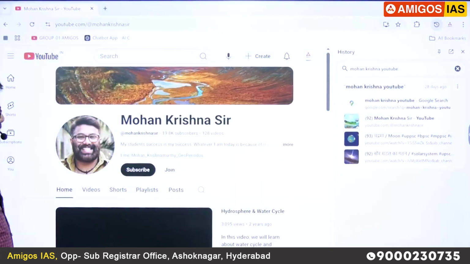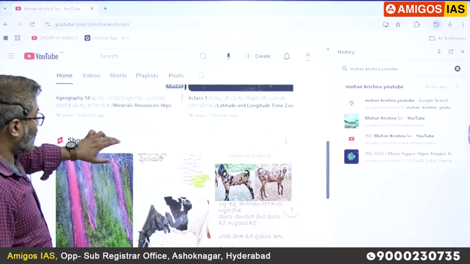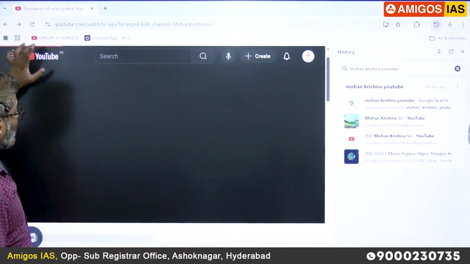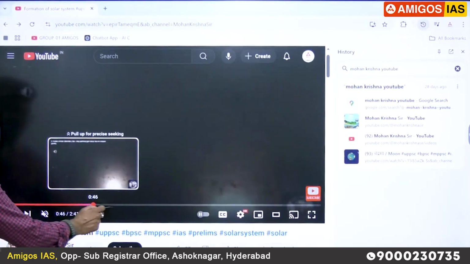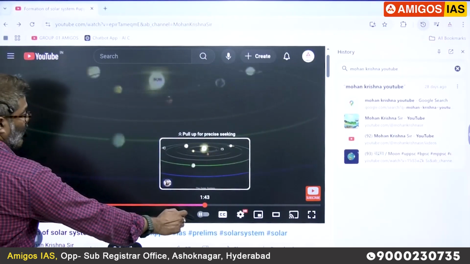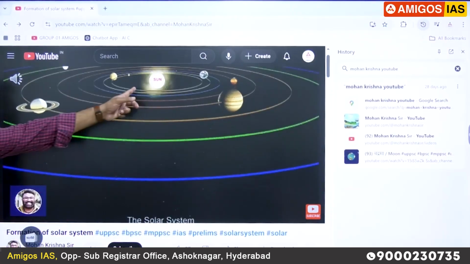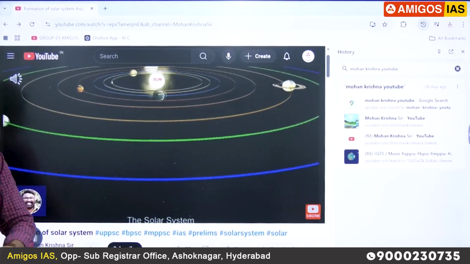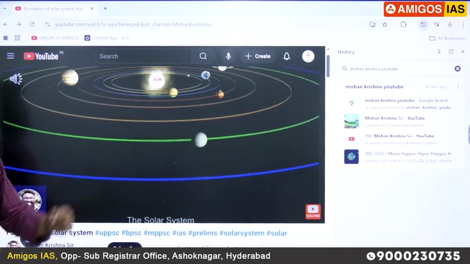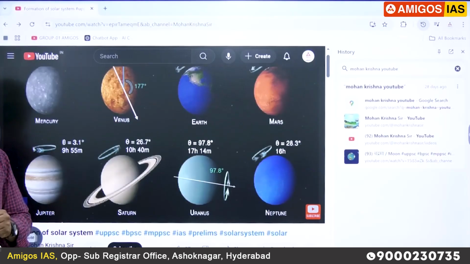So now see this again. Quickly notice this. Each planet is orbiting around the sun. You can notice they have a clear orbit, they have their own mass, and they have gravity. So every planet's orbit is different.